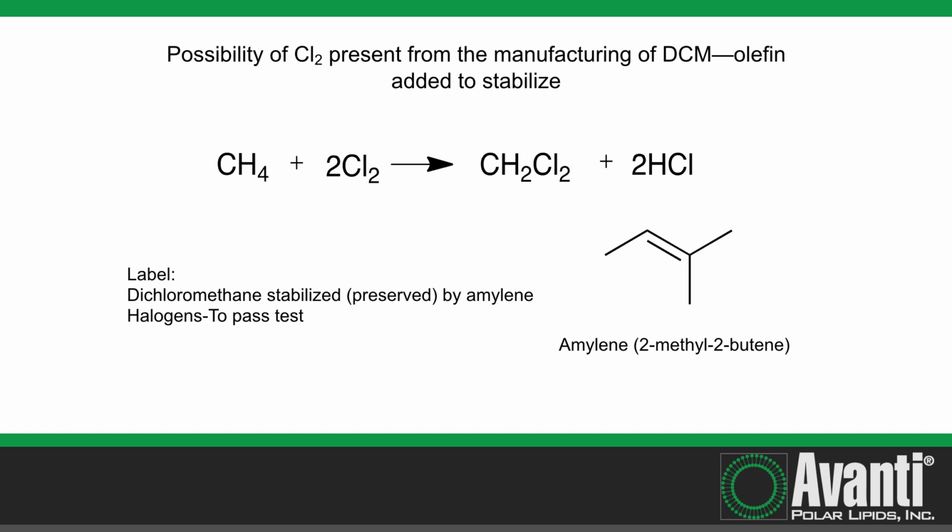Methylene chloride is made by the reaction of chlorine gas with methane. It's catalyzed, and so now you have methylene chloride and hydrochloric acid. They purify the methylene chloride away from the chlorine and the hydrochloric acid, and they add the amylene, 2-methyl-2-butene, so that chlorine, which will react rapidly with that double bond, is minimized. They tell you it passes tests for halogens, whatever that means. They're not telling you exactly what their result was.